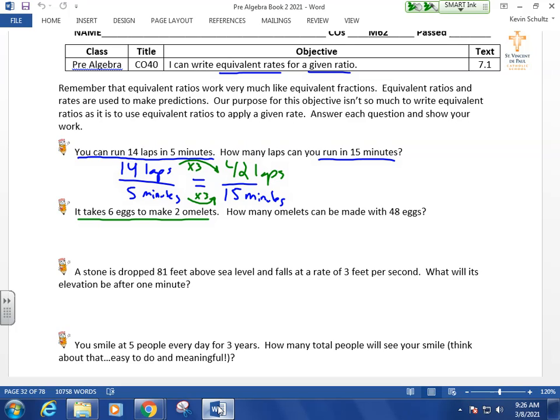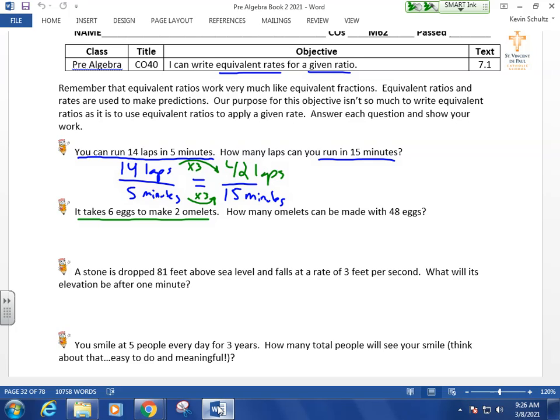Oh, well, how'd you get there? I took 6 for 2 omelets, 3 for omelet. Okay. And then I did 8 and 6 is 48. So I times the 2 omelets by 8. Okay, so you actually kind of use 2 different methods here.